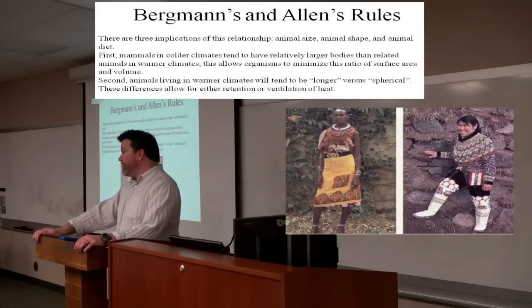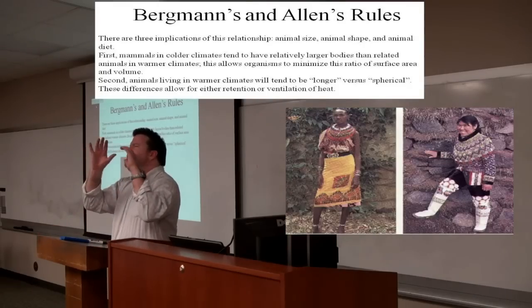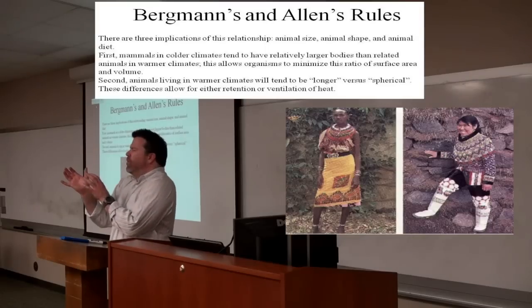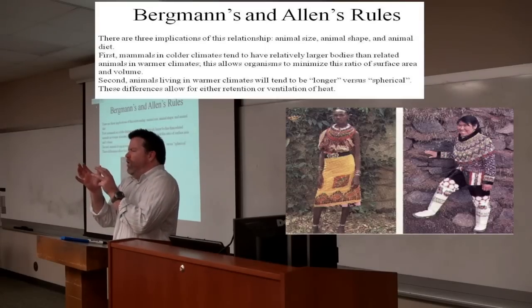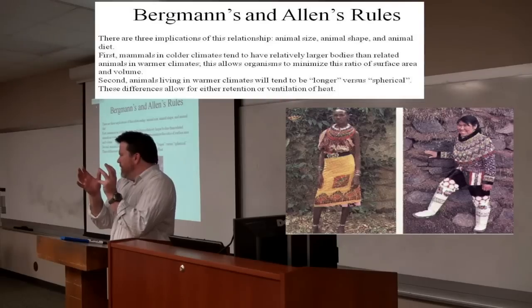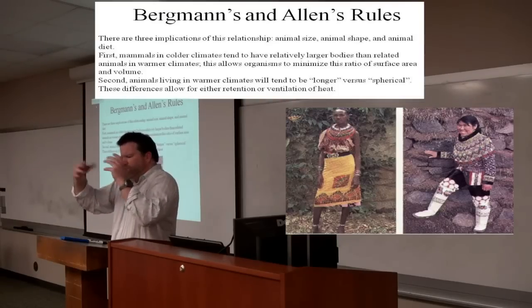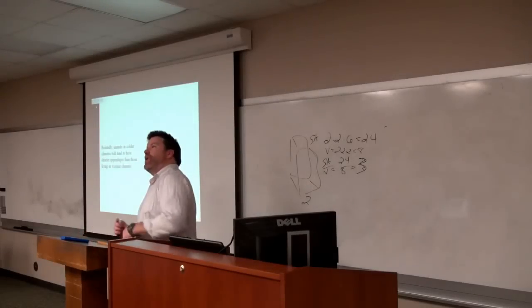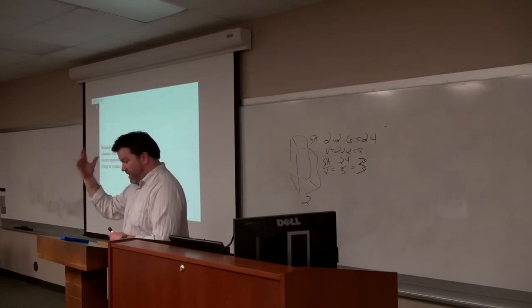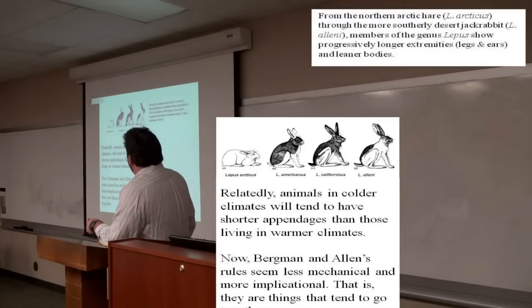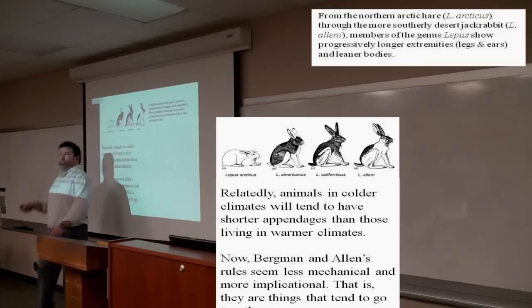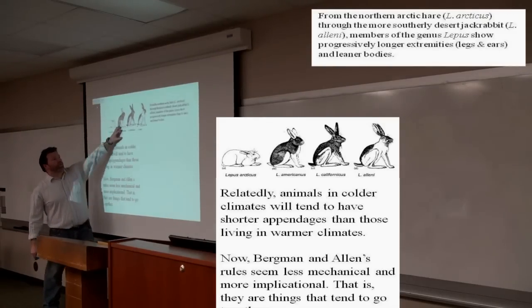For free, we can get a third prediction out of this before we get to diet. Think about animals living in cold climates versus animals living in warm climates. If you're a cold climate animal, do you want long floppy ears? Why not? They just basically are like, heat, go away. And what you actually find is animals in colder climates tend to have shorter appendages: ears, legs, and so forth. So if you look at a cold climate hare versus a warm climate hare.